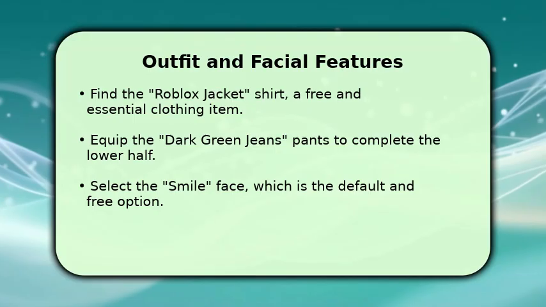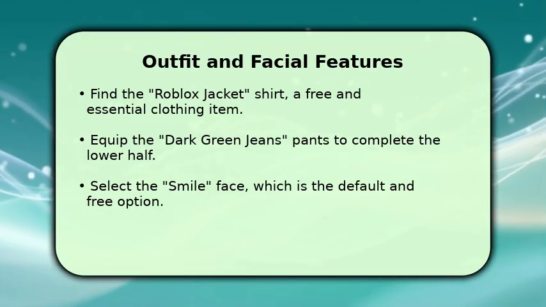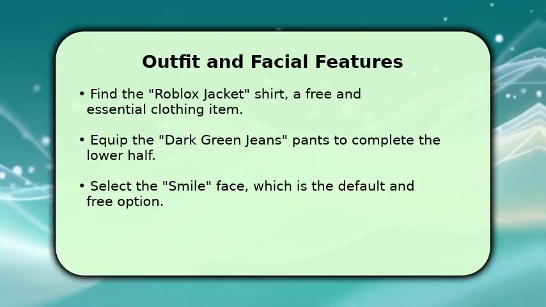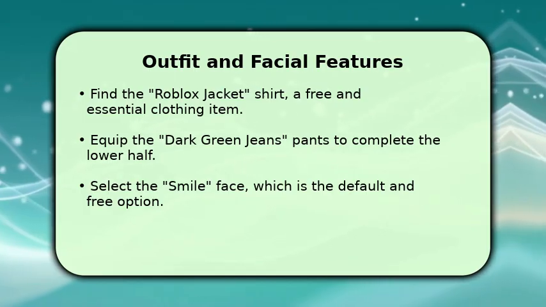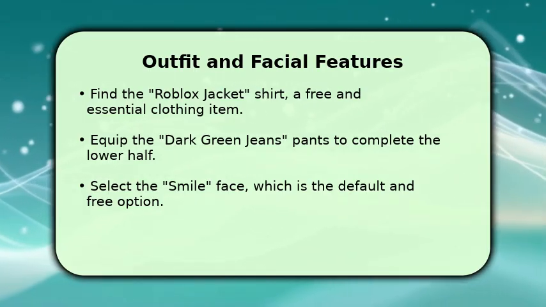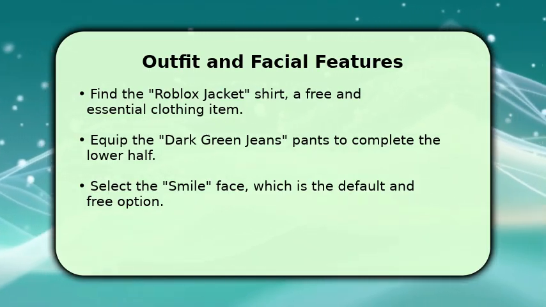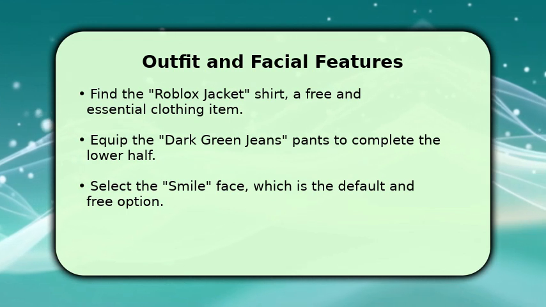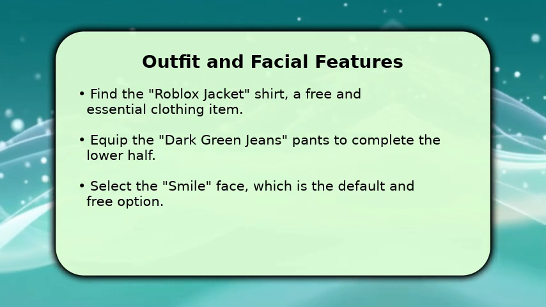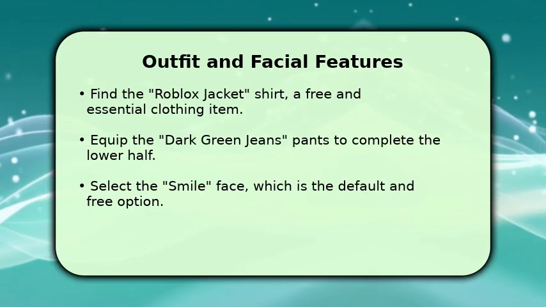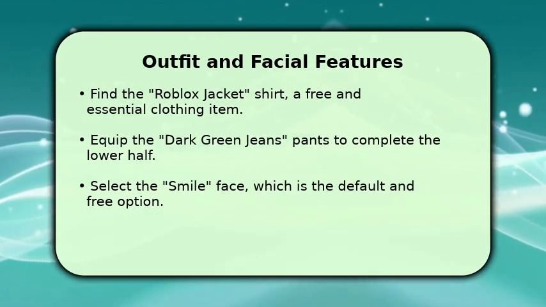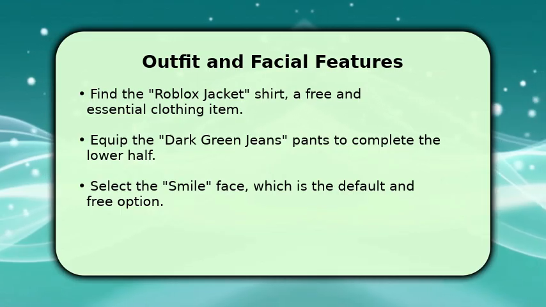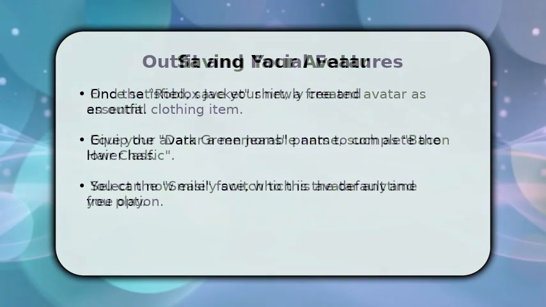To complete the iconic outfit, move to the clothing sections. First, equip the Roblox jacket shirt, which is a free and fundamental piece. Then, select the dark green jeans for the lower body. For the face, choose the simple smile face, which is also a default and free option. These three items, combined with the hair, create the full, classic bacon hair avatar.